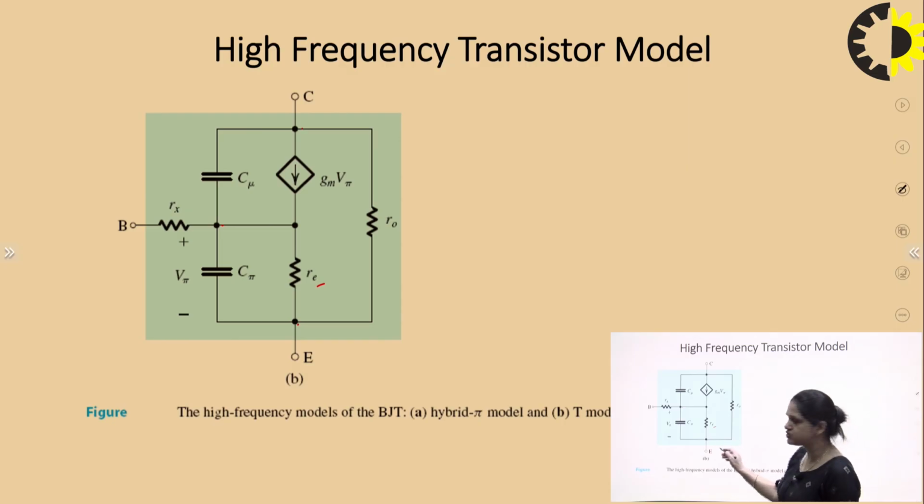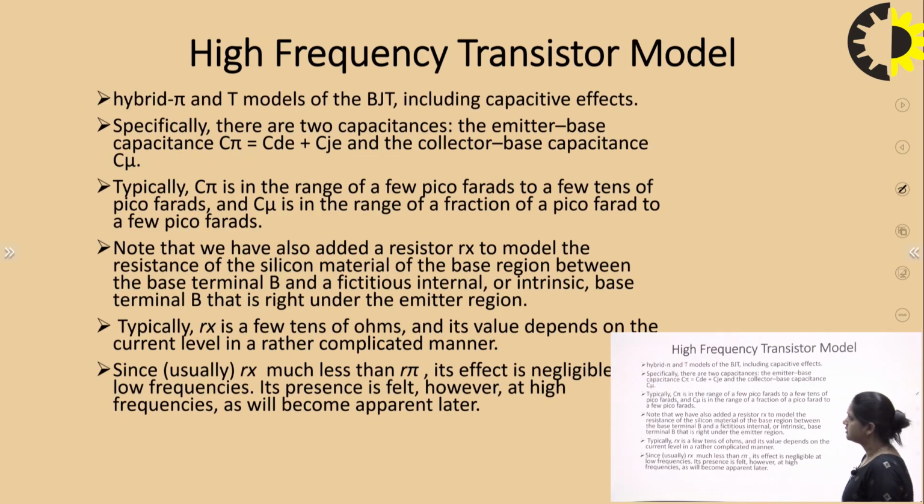This will be used whenever there is something connected at the emitter node. If the emitter is directly grounded, then we can use the pi model. If the emitter is connected through a resistor, through any resistor or current source, then we can use this T model. But we can use both the models to calculate this.